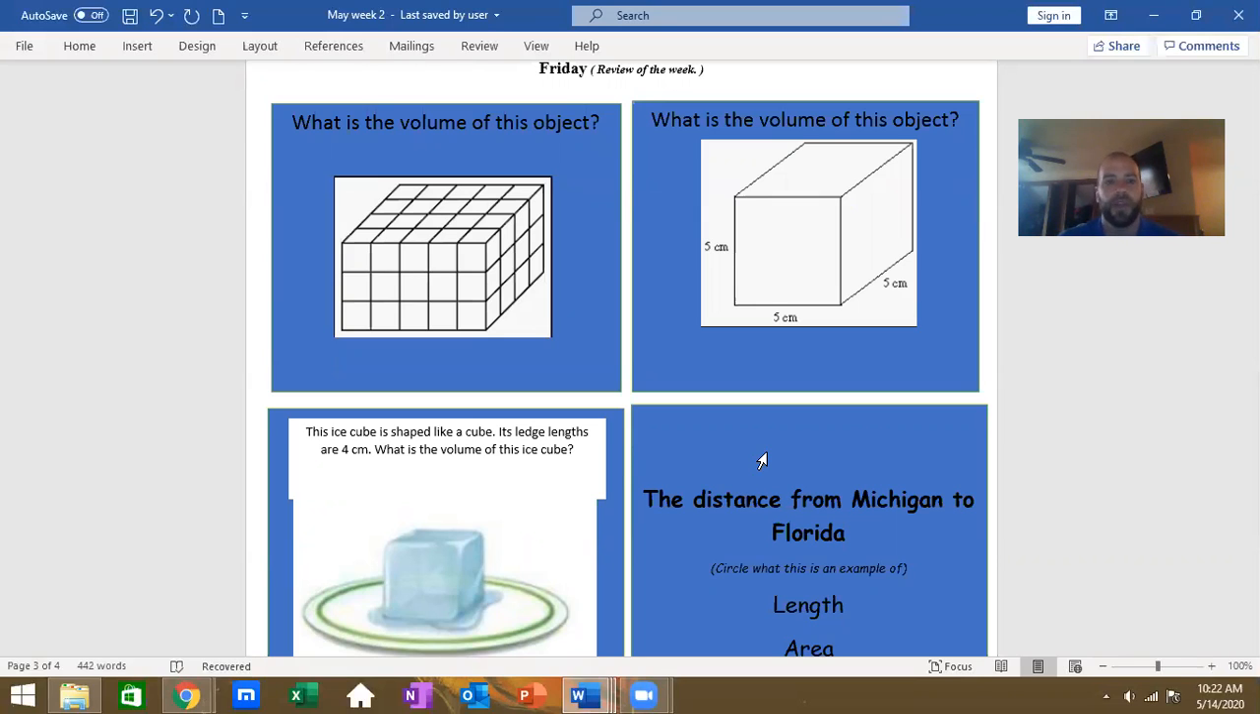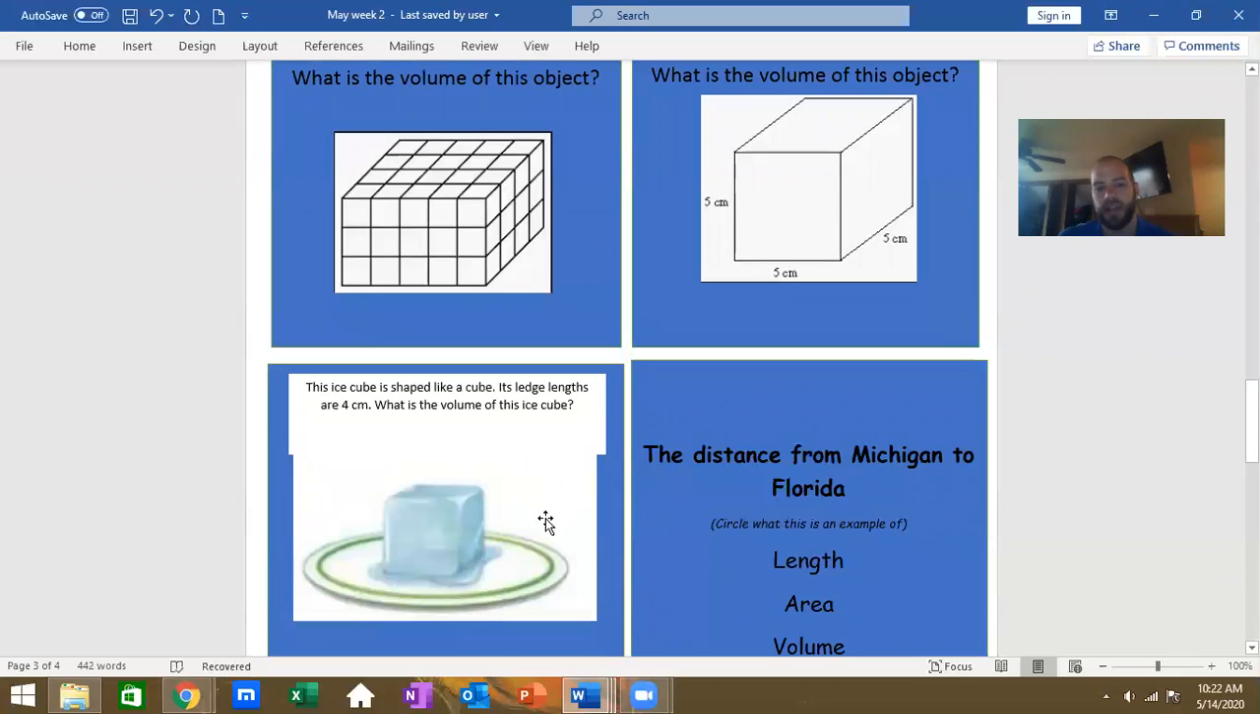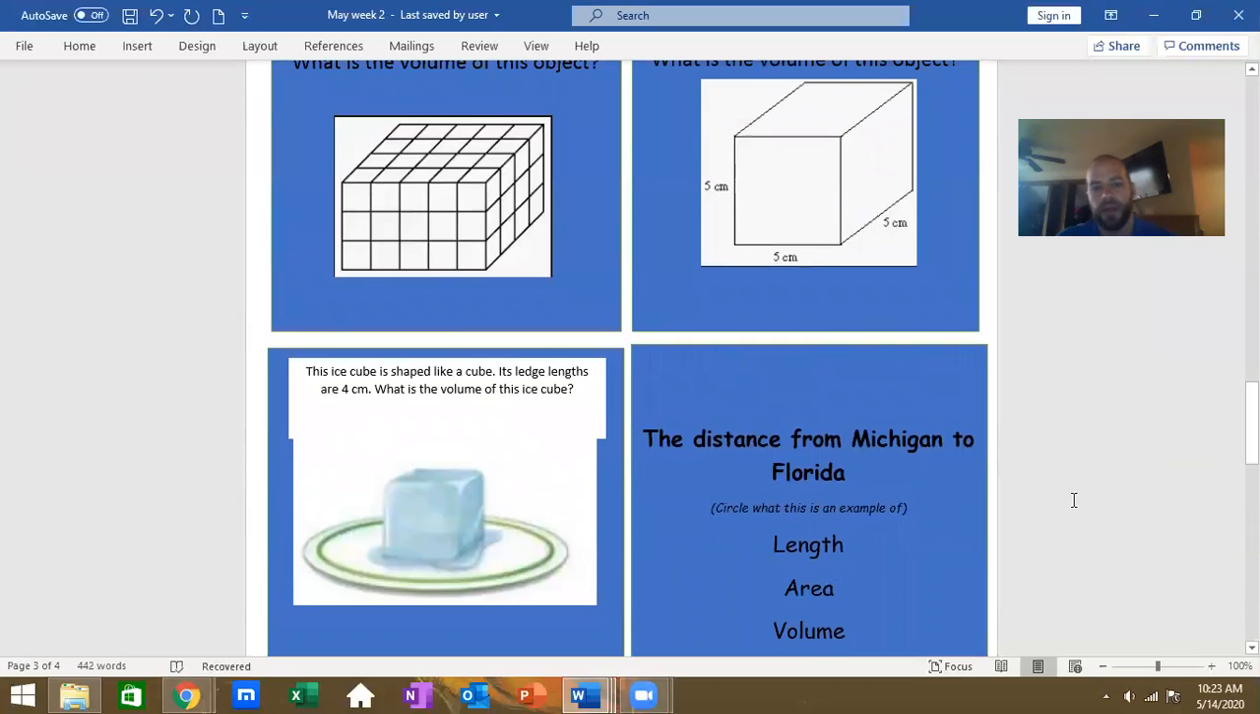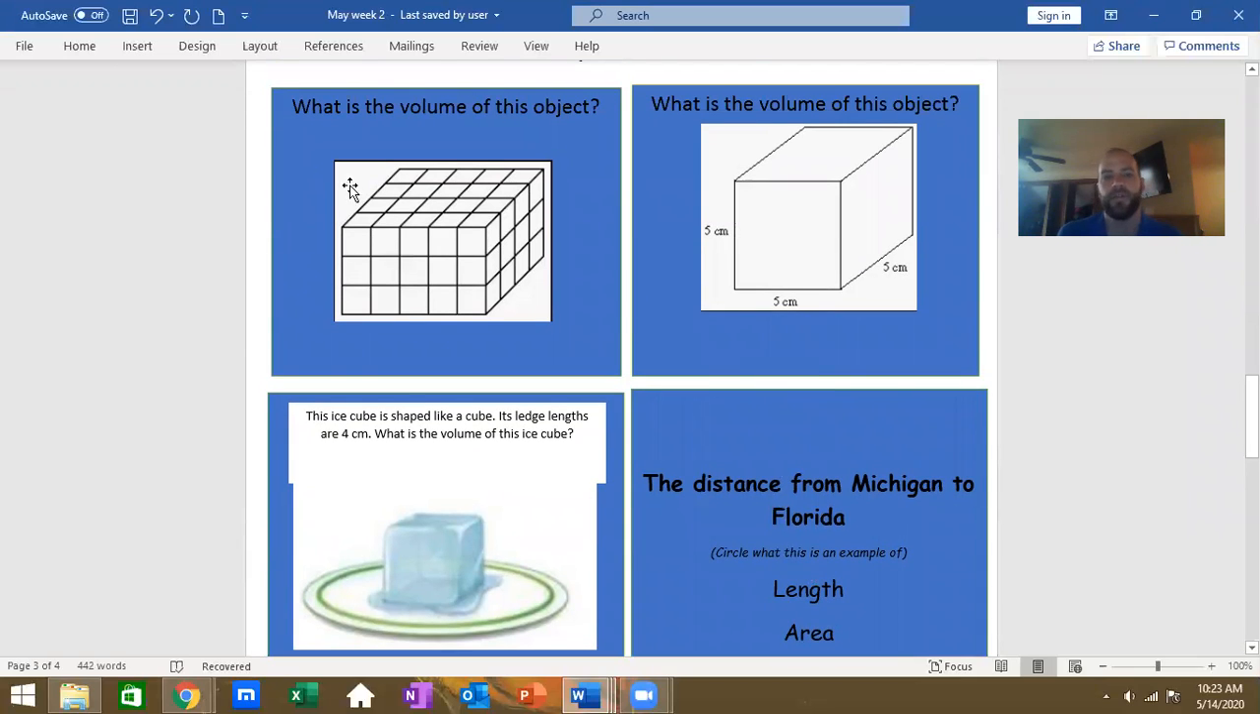First, going back to Monday, finding the volume of a figure with cubes. Tuesday, finding the volume of a figure that just shows you measurement. Wednesday, you guys had those word problems. I'm just asking you about an ice cube, and then going over which this is an example of. So, what's the volume of this object?